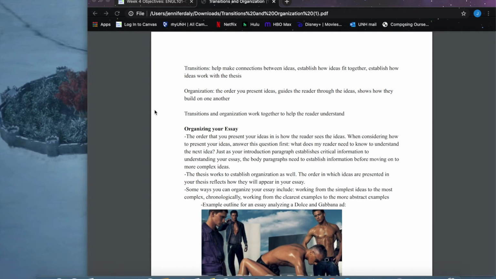The transitions help to make connections between ideas, whether it be between paragraphs or between your ideas and your source's ideas, okay? These are just like the smoother outers of the essay. And organization refers to the order in which you put your ideas, the order in which the body paragraphs appear in the essay.